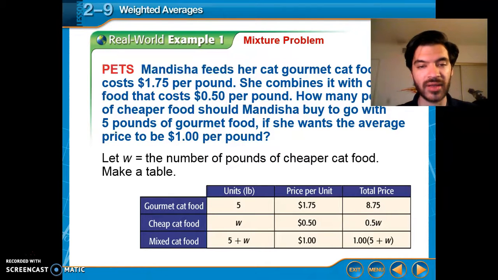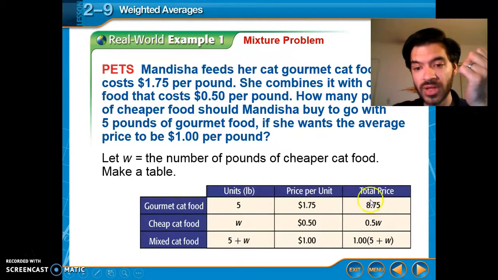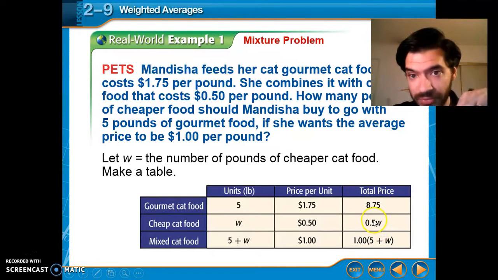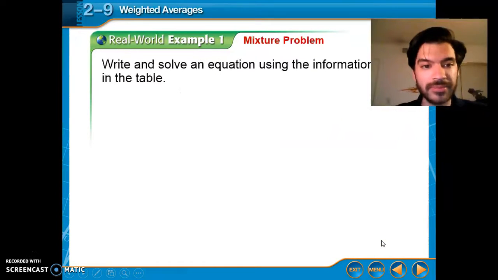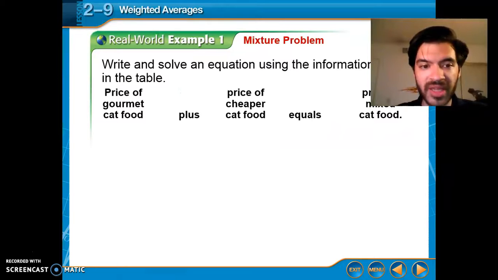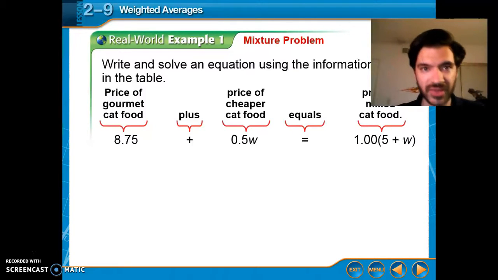Alright. Now this is where it gets awesome. Going back, we had just said on the previous slide, if you need to go back and look, that the price of the gourmet cat food plus the price of the cheap cat food is the total price of the mixed cat food. They should be the same. This plus this equals this. Let's set that up. Price of gourmet cat food plus price of cheaper cat food equals price of mixed cat food. It looks like this.